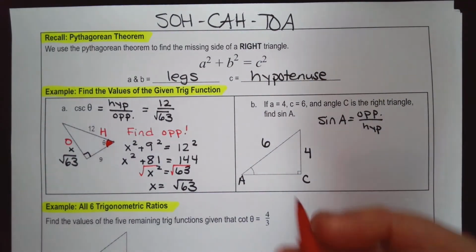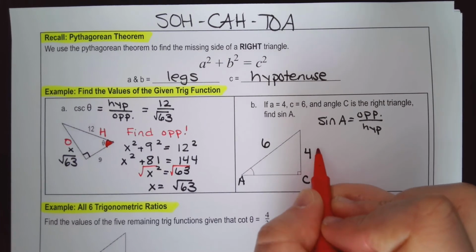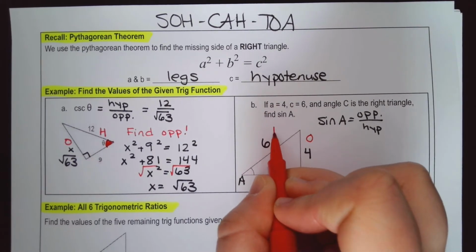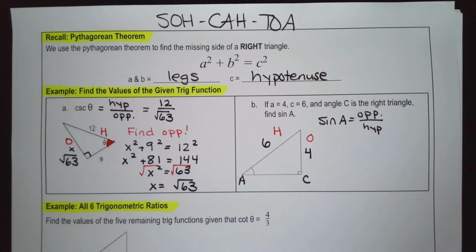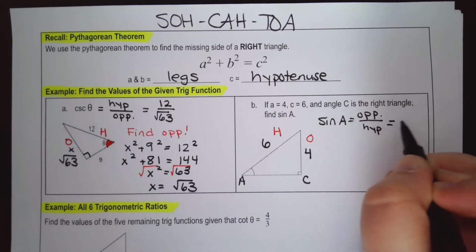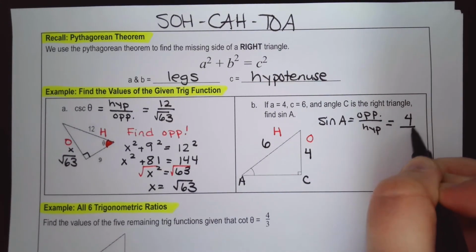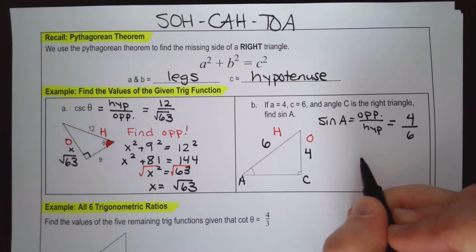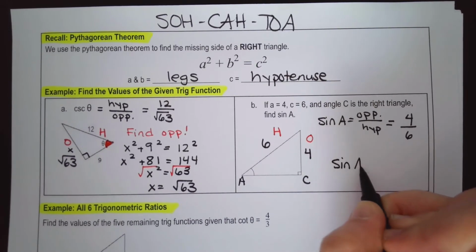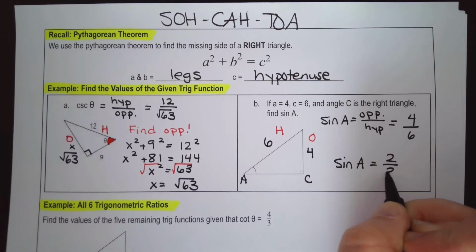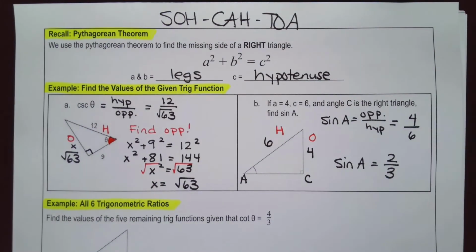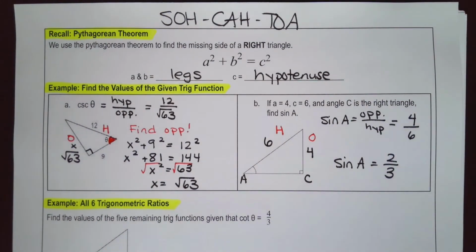Oh, this is nice. We needed our opposite, which we have, and the hypotenuse. So we do not have to use the Pythagorean Theorem here. So this is going to be 4 over 6, and that can simplify. So sine of A is equal to 2/3. All right.